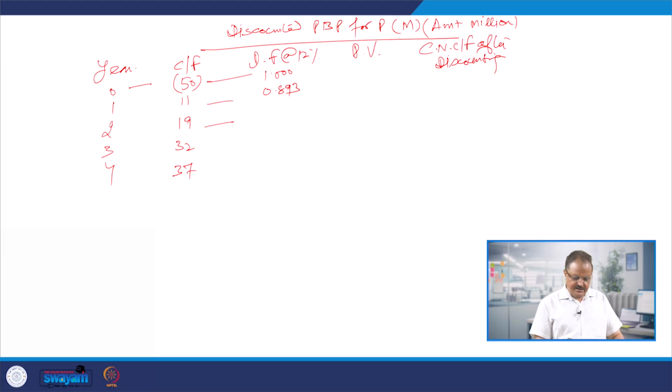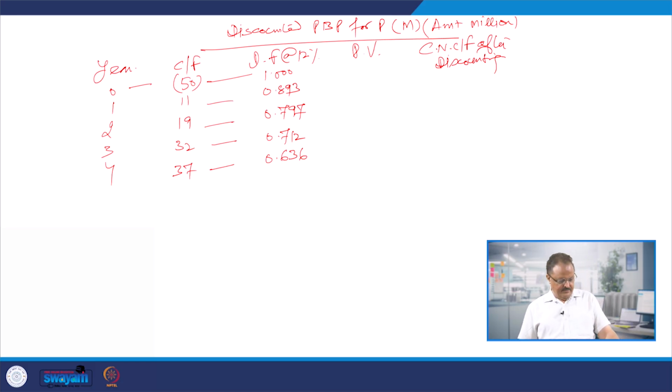If you want to calculate it yourself you can do that, but if you want a ready-made value, 0.797 is given to us. For the next cash flow, year number 3, it is 0.712, and for the next year it is 0.636. These are the discount factors we have taken from the present value interest factor table.